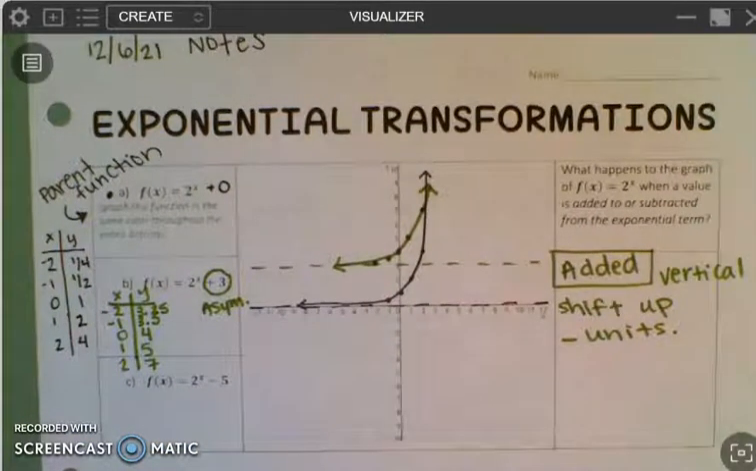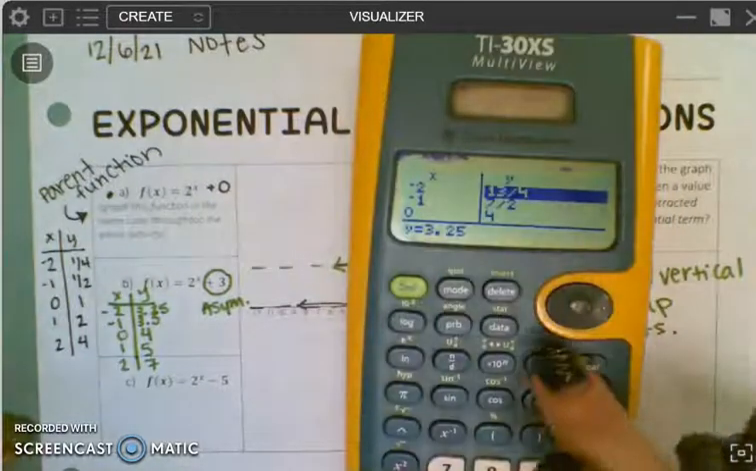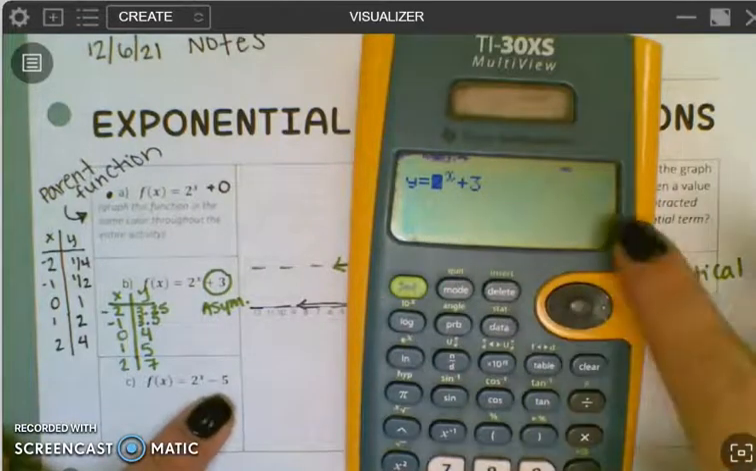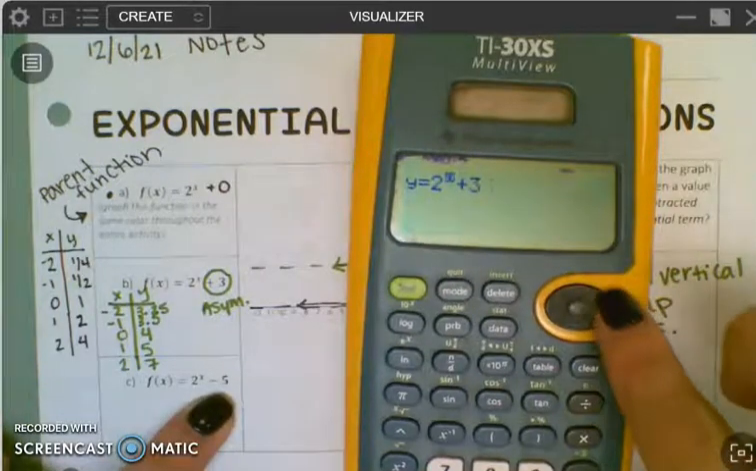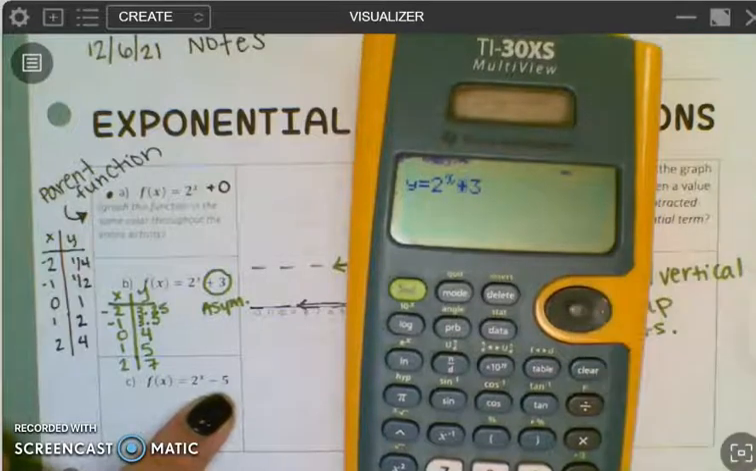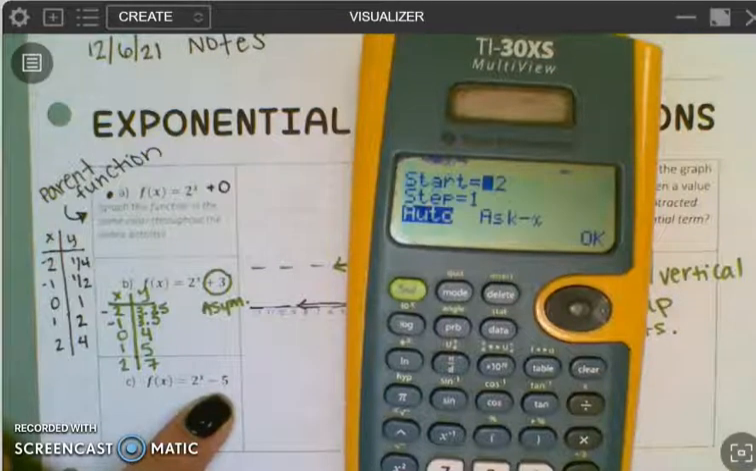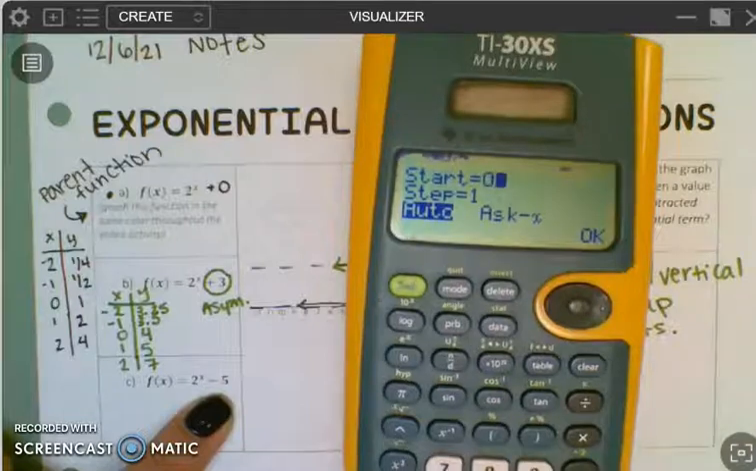Okay, let's go to the next one. Again, I'm going to go to table. It's 2 to the x plus 3 in here, but I need minus 5. So I'm just going to arrow over until I get to my plus sign. I'm going to make the plus a minus and the 3 a 5. And now it looks exactly like what I need. Enter. Start on 0 again.